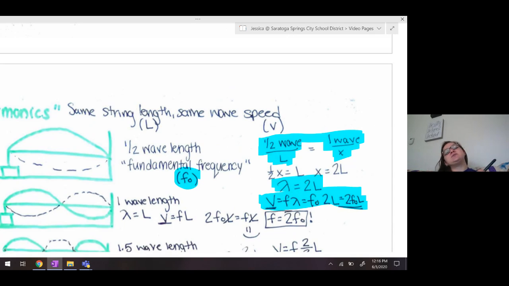And that speed is going to remain the same no matter what frequency we put on the string. We just saw in the previous animation that the frequency isn't going to change the speed, the frequency just changes the wavelength.